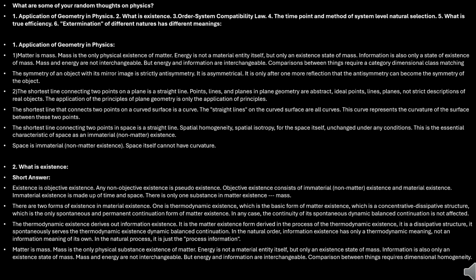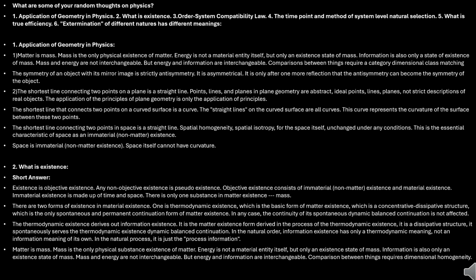2. What is existence? Short answer. Existence is objective existence. Any non-objective existence is pseudo-existence. Objective existence consists of immaterial, non-matter, existence and material existence. Immaterial existence is made up of time and space. There is only one substance in matter existence, mass. There are 2 forms of existence in material existence.